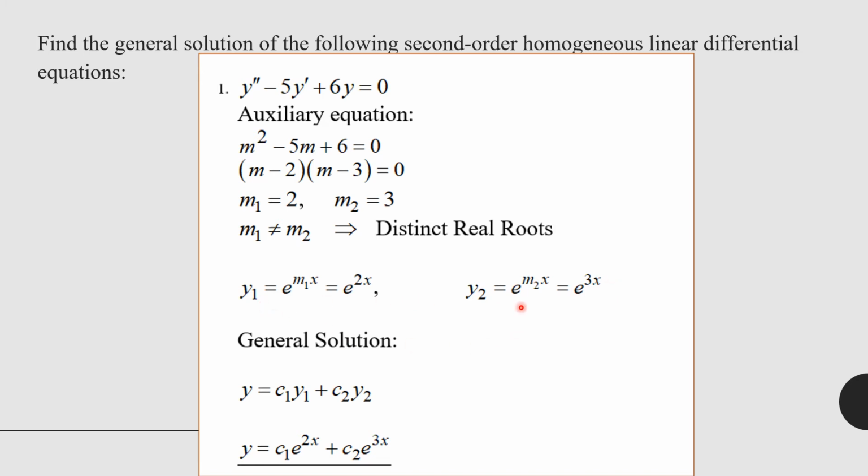Now we can form the general solution, y equal to c1 y1 plus c2 y2, or y equal to c1 e to the 2x, substituting y1 into here, plus c2 e to the power of 3x, substituting y2 into here. So this is the general solution for the given differential equation.